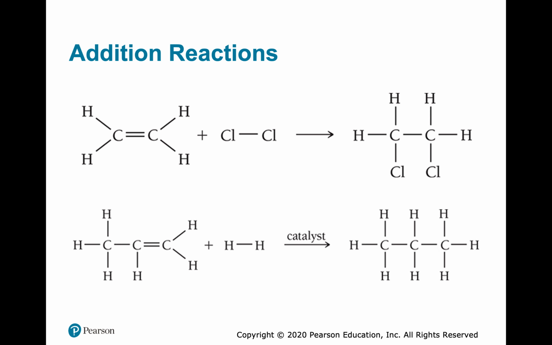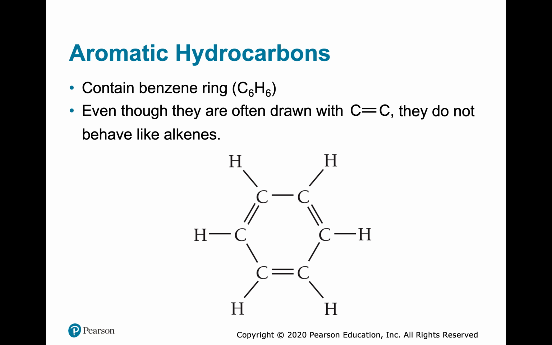And then you have propene here with hydrogen, usually over a platinum or palladium catalyst, and you get propane. Okay, we mentioned before about aromatics, so here I am talking about aromatics. It has the benzene ring, and the whole thing with the benzene ring is that it has a special type of stability, with alternating single and double bonds.